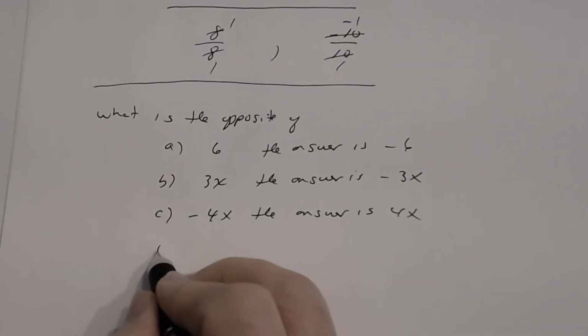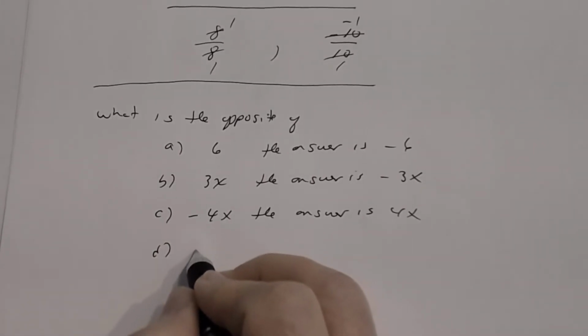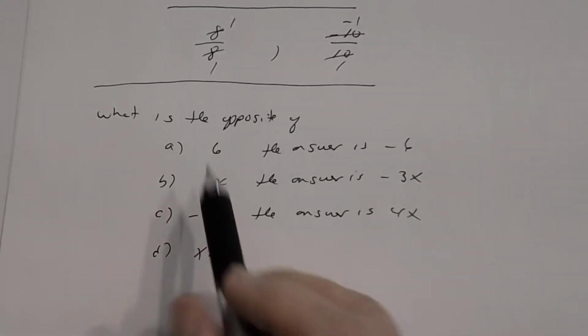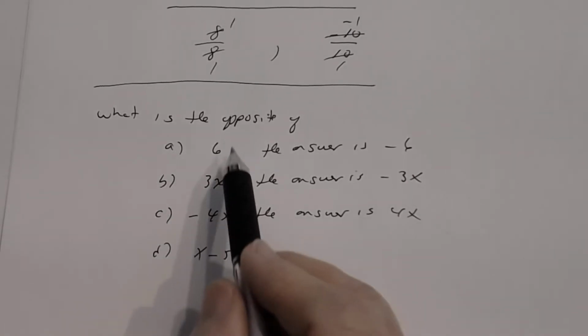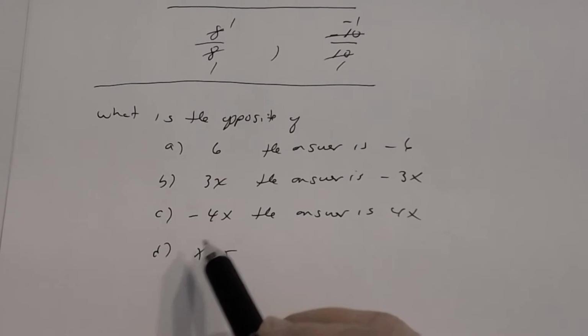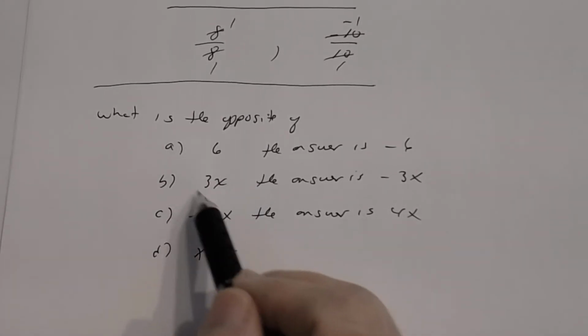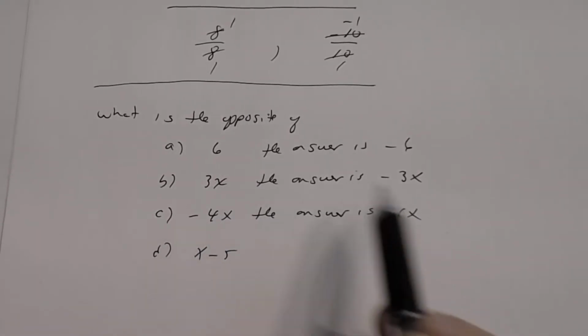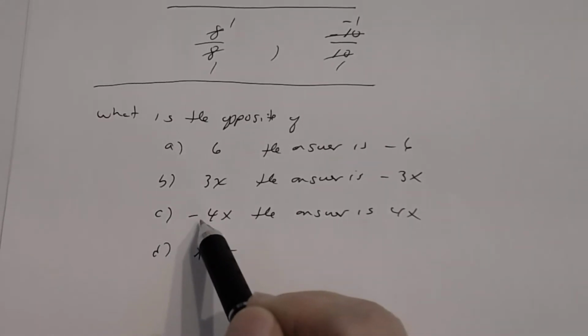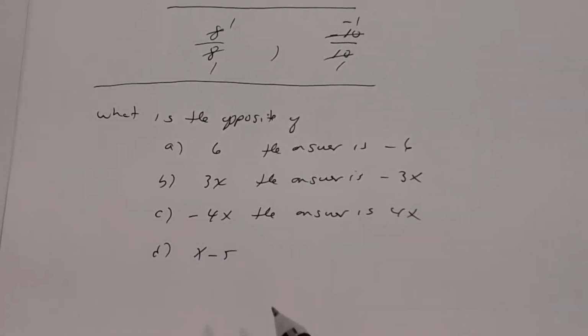But what about this? What if I had a binomial, like x minus 5? What's the opposite of x minus 5? Let's think about this. If you look at 6, to get the opposite, all you do is change the sign. 6 became negative 6. If you look at 3x, all you did was change the sign. 3x became negative 3x. If you look at negative 4x, you change the sign. Negative 4x became 4x. So those are opposites.